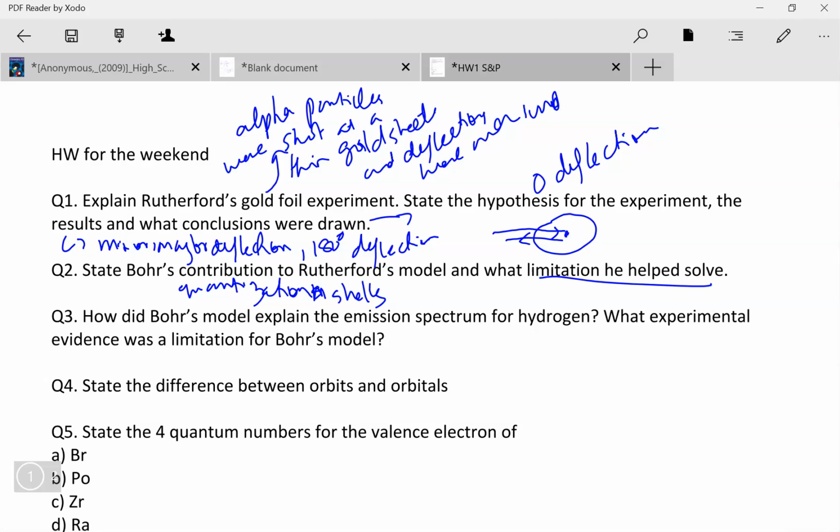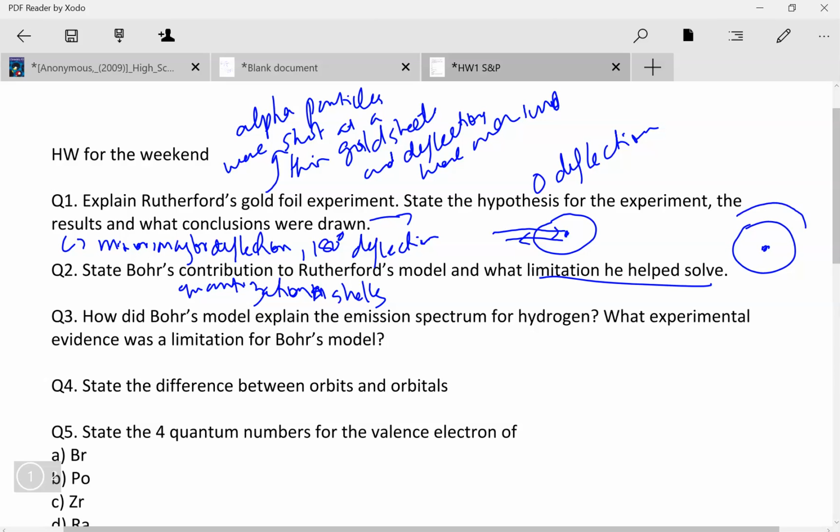So Bohr said that electrons are allowed in certain shells with discrete energy levels, we can say, or energy levels which are integral multiples of some value. And he said that the electrons in these shells do not emit energy, and therefore he helped solve that problem. Well, I mean, he provided a hypothesis to help solve that problem.